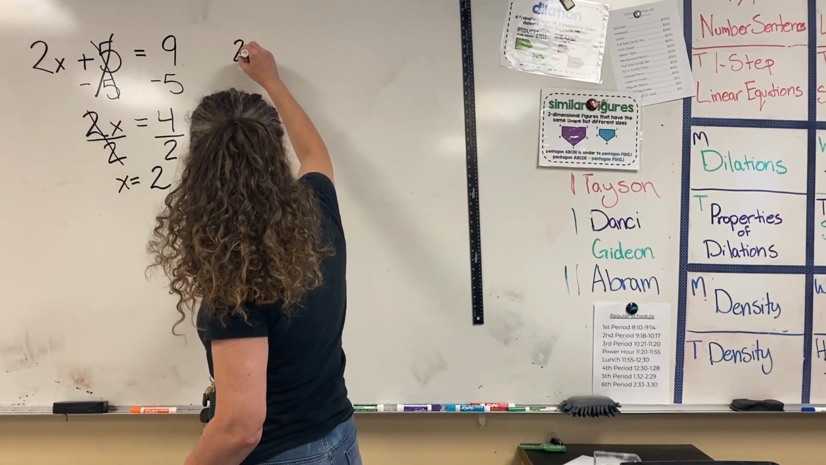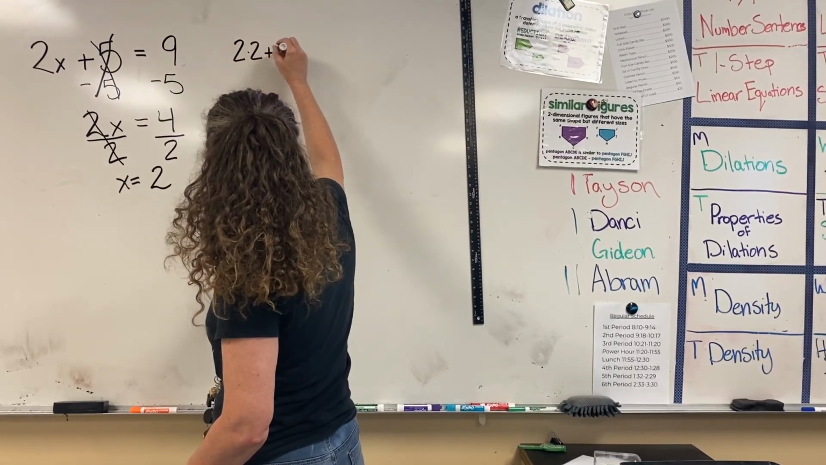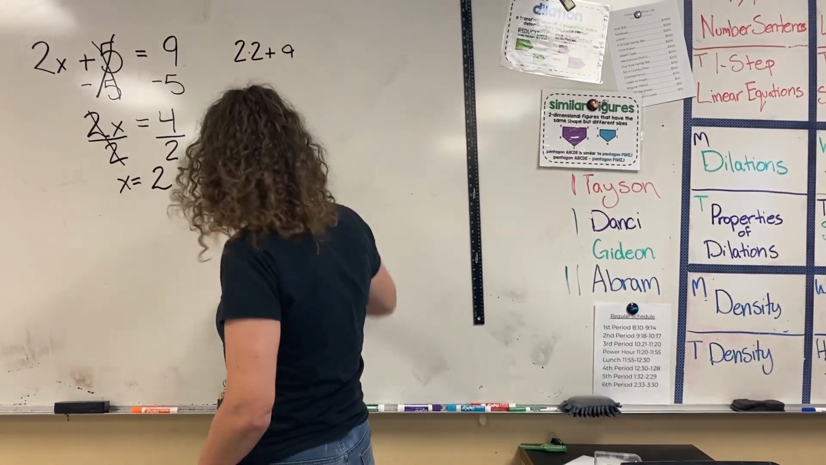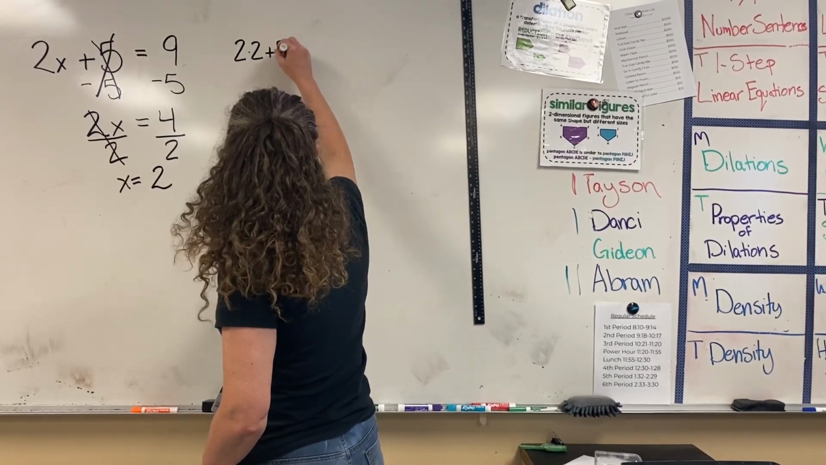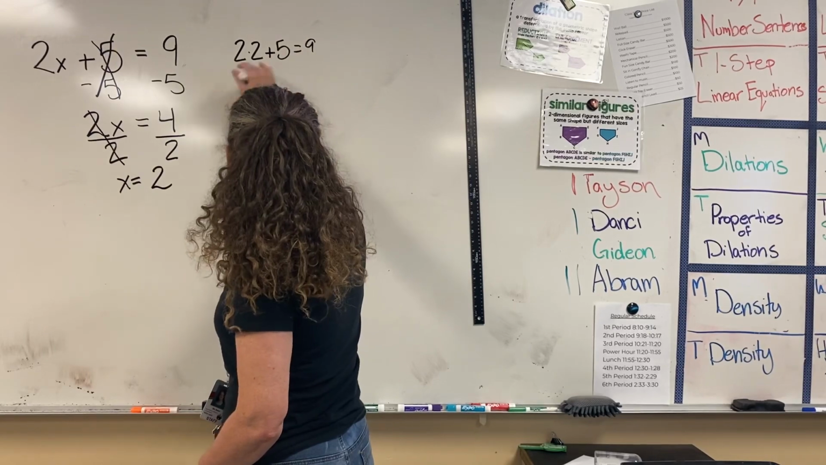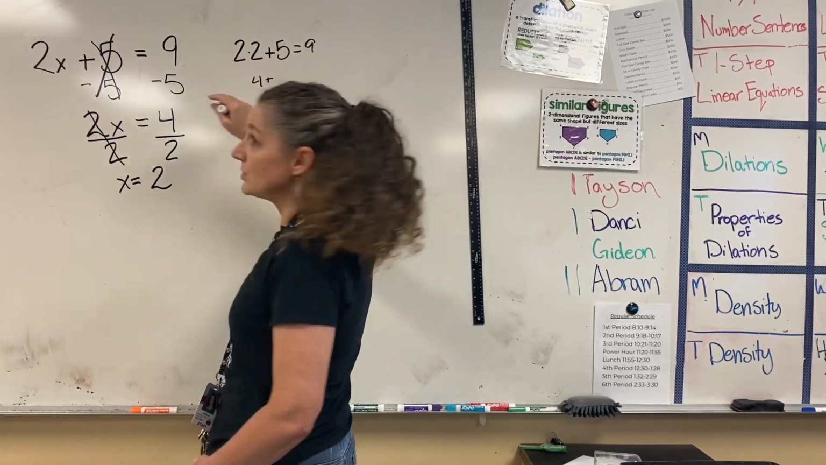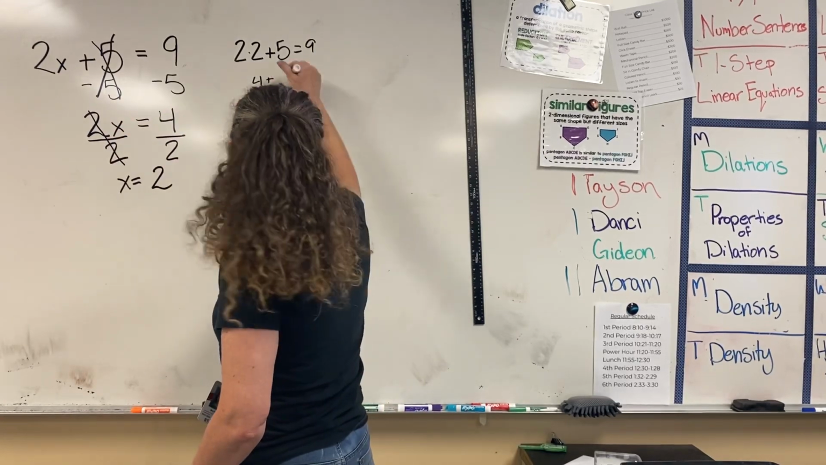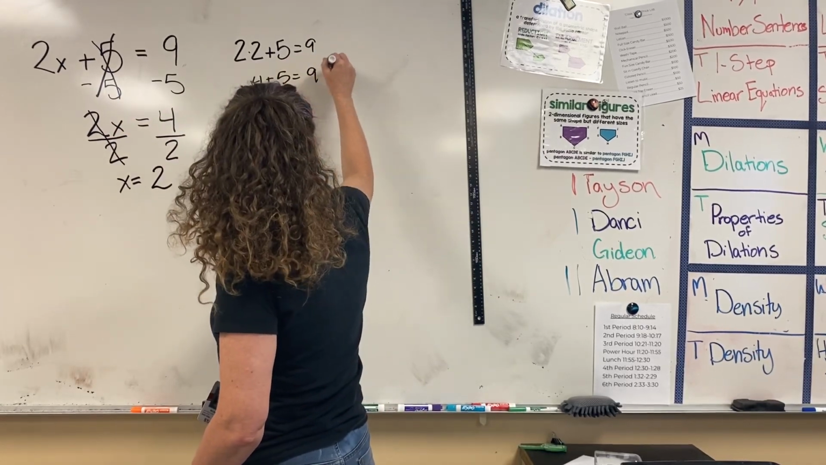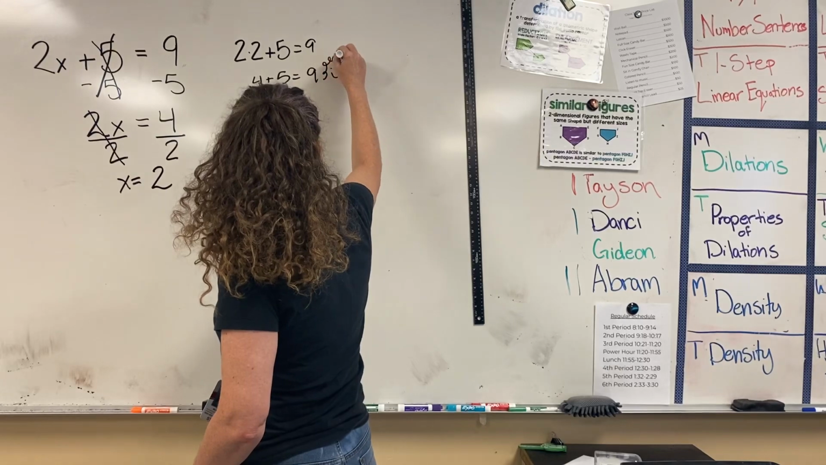So 2 times 2 plus 5 should be, oh my gosh, that's 9. Plus 5 should be 9. So 4, well, now we do order of operations in order. 4 plus 5 does indeed equal 9. It checks out. 9 is happy.